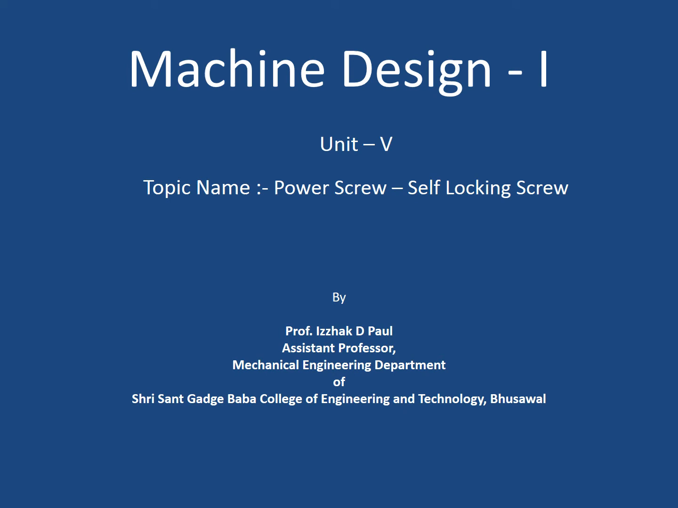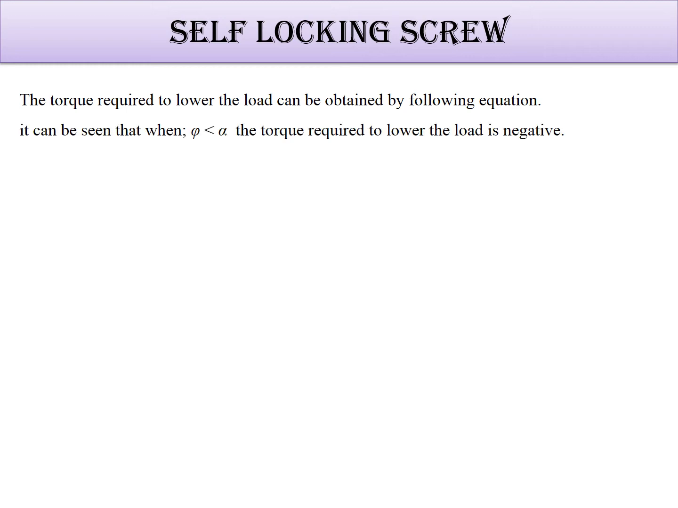So now we are shifting to the next part of the power screw. First I will take the highlighter. For the requirement of lowering and raising the load, now we are going to see how we design self-locking screws. The name itself explains that self-locking means the screw locks itself. Here the friction angle and the helix angle are both very important angles.